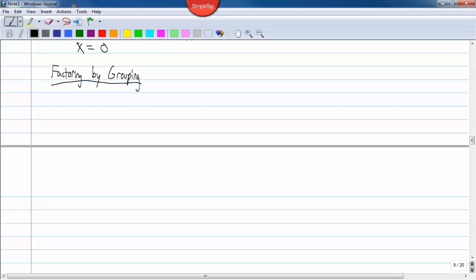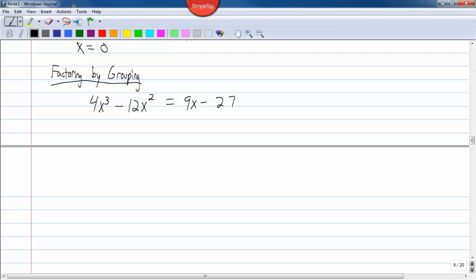and with those 4 terms you can group 2 sets of terms together to make one group, and 2 sets of the remaining terms together to make another group. For example, let's say that I had 4x cubed minus 12x squared equals 9x minus 27.